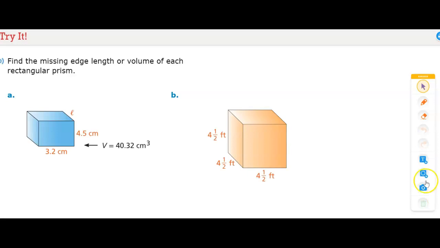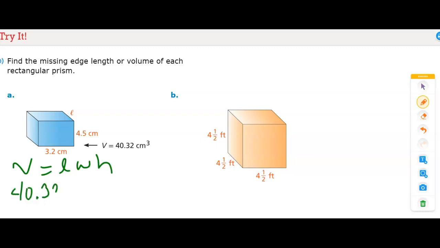Now let's look at our try it. We have volume is equal to length times width times height. Our volume is 40 32 hundredths is equal to the length we don't know. The width is 3 2 tenths, and the height is 4 5 tenths.